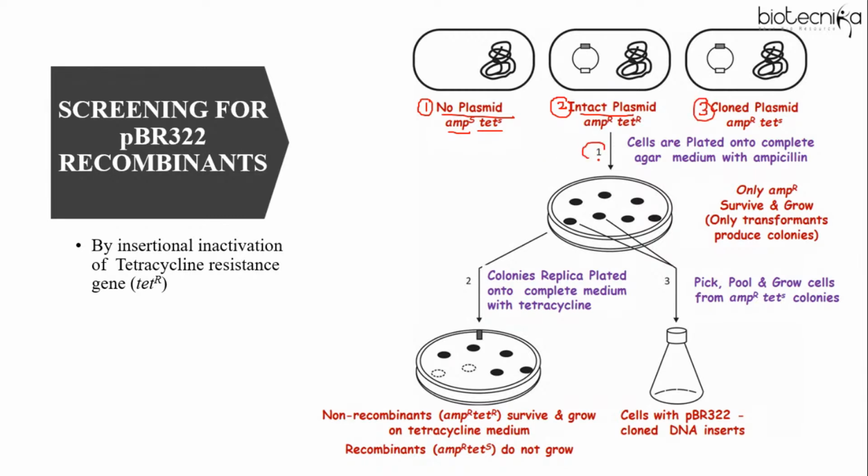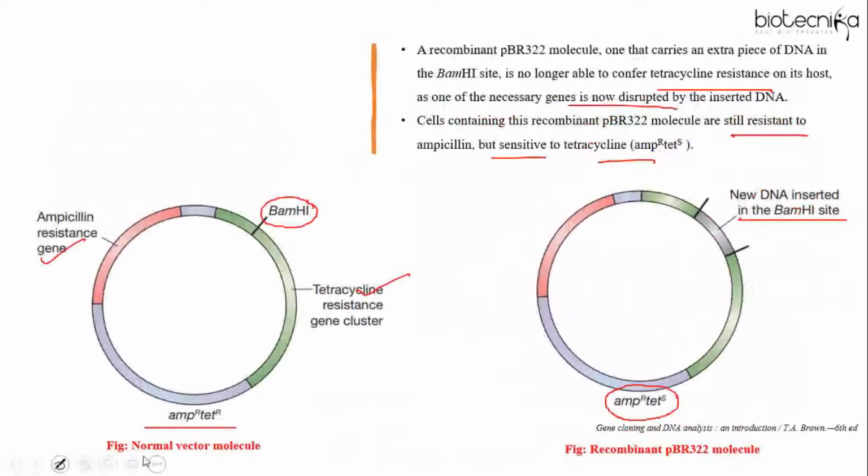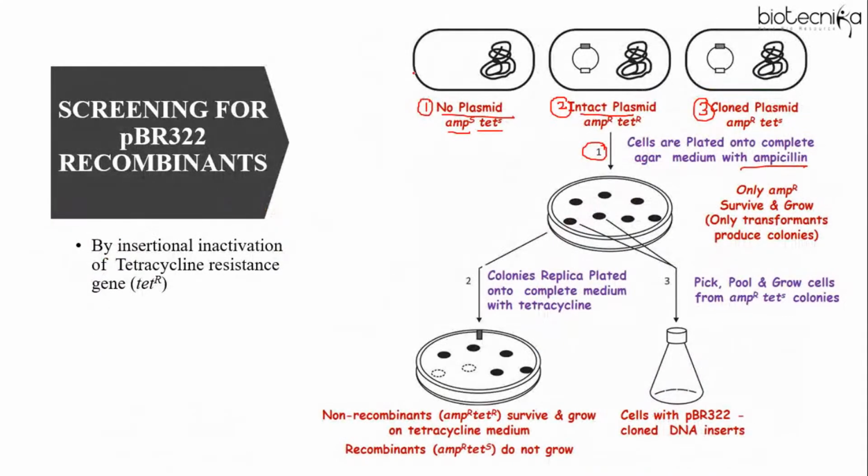First we'll check for transformation. We'll grow the cells in media containing ampicillin. Obviously only those cells will survive which have a vector, because the normal pBR322 vector molecule has an antibiotic resistance gene. If no transformation has taken place, how will this bacterial cell survive, right? So only transformants will produce colonies. Once we have checked for transformation, next we'll check for tetracycline resistance or sensitivity. That is, now we'll check for the desired recombinant DNA molecule.